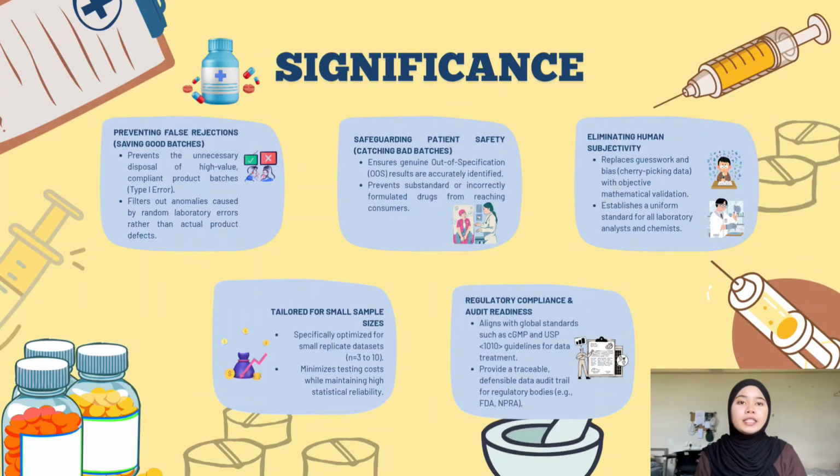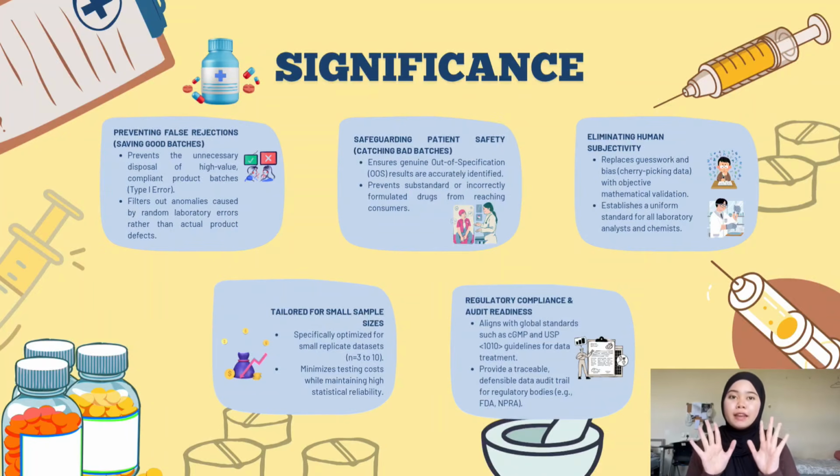Third, the Q-test eliminates human subjectivity. Instead of relying on personal judgment or selectively ignoring certain data, it uses objective statistical calculations to determine whether a data point is truly an outlier. This creates a consistent and standardized approach for all laboratory analysts and chemists. Next, the Q-test is specifically designed for small sample sizes, typically between 3 and 10 replicates.